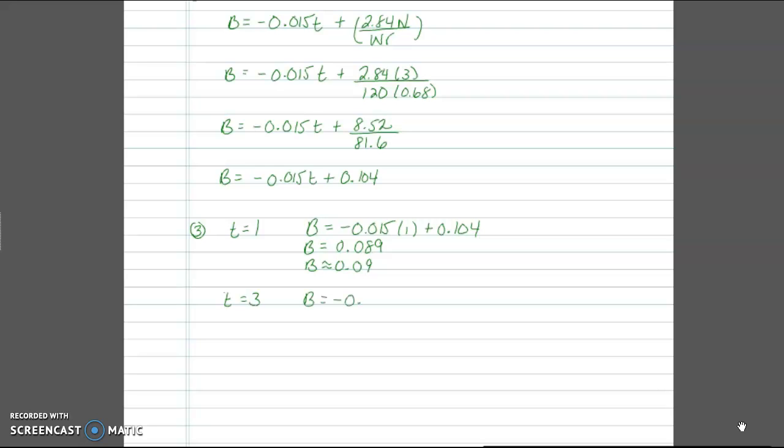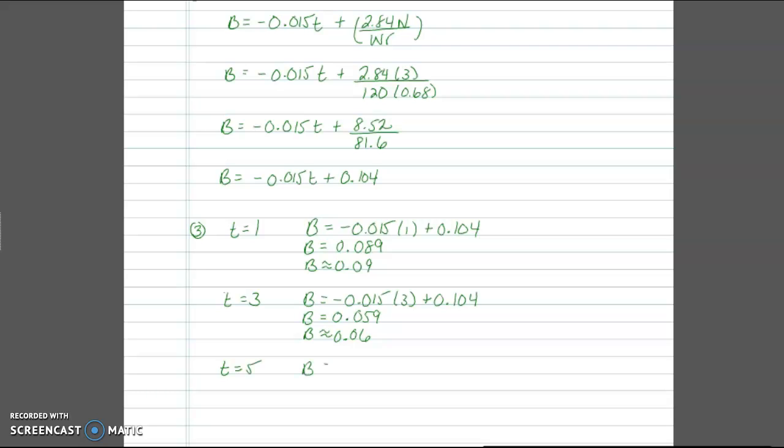Now we're going to do the same thing for when T is equal to 3. Go back to the simplified formula. Instead of T, we're replacing it with 3, and then go through the order of operations. So we will multiply and then add. Multiplying negative 0.015 times 3, and then to that answer adding 0.104. When I do that, I have 0.059, which rounds to 0.06.